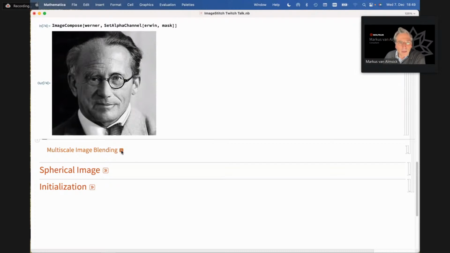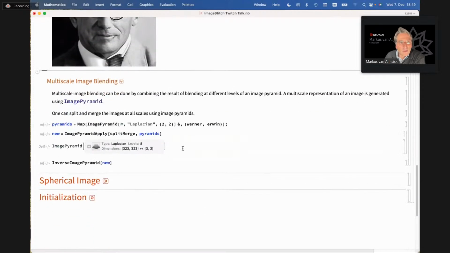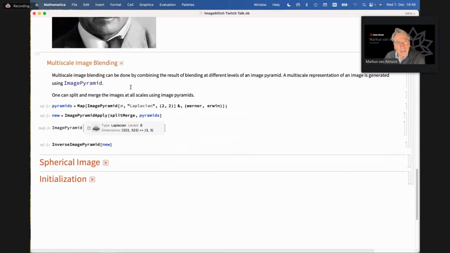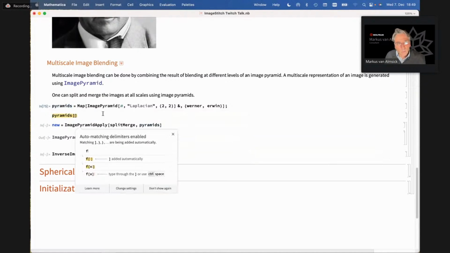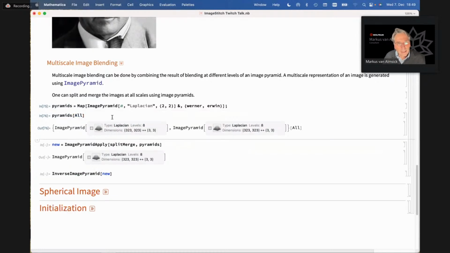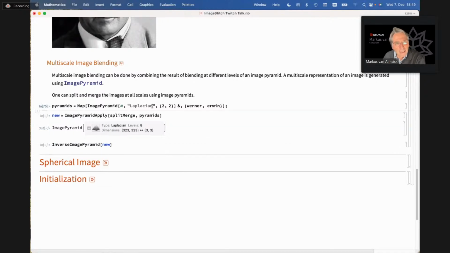Another, a little bit more mundane way to do it is multi-scale image blending. And the idea is very simple. Instead of just concatenating images at one scale, I do that at all different scales. So what I have here is an image pyramid of both gentlemen, Werner and Irwin.